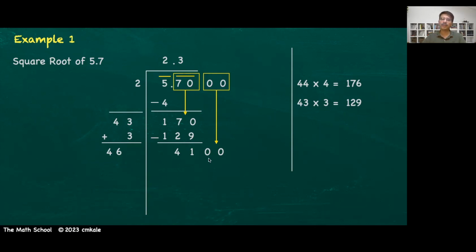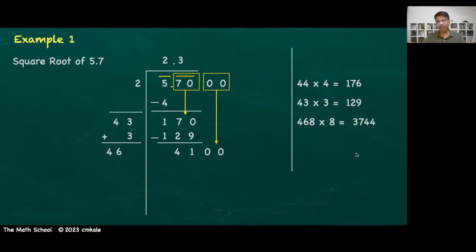Now we have 4100, and we need to figure out our new number over here. We know that 46 into 10 is going to give us 4600, and we are at 4100. So we should try a number which is on the higher side, maybe 7, 8, or 9. We will go with 8. So 468 into 8 gives us 3744.